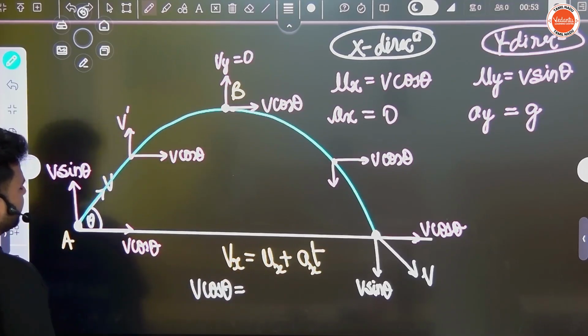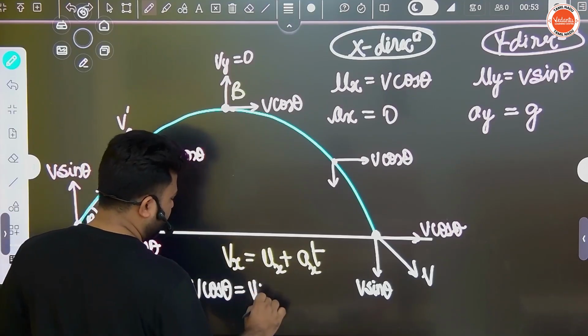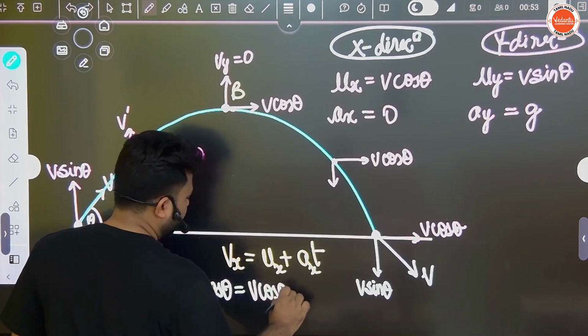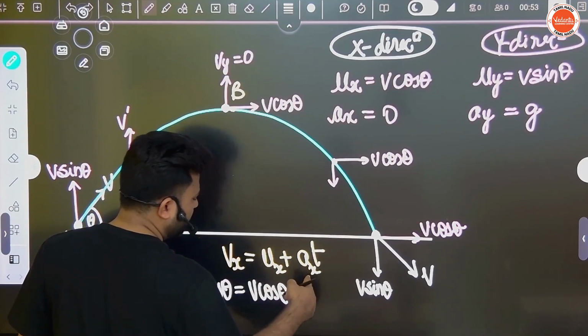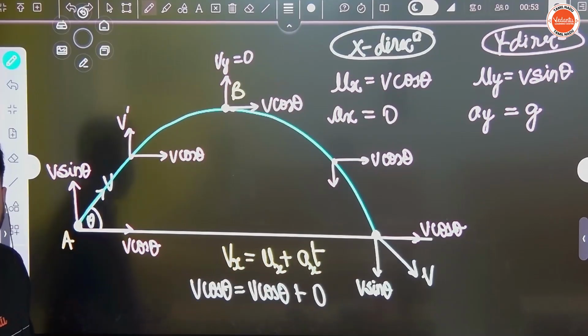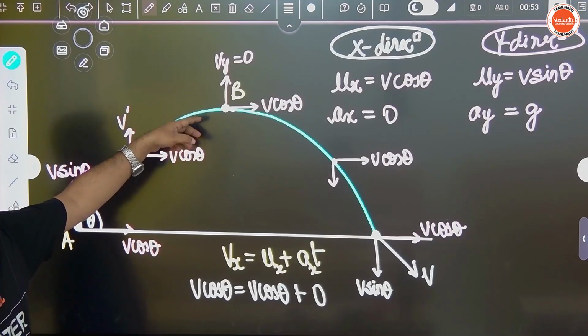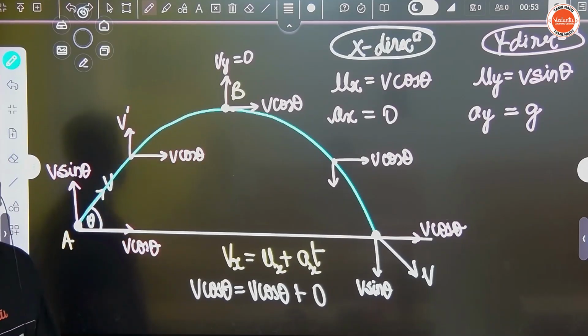Initial velocity in x direction, v cos theta. See what is going to happen, v cos theta. Acceleration in x direction is 0. So this will be 0, so v cos theta equals v cos theta. You are getting nothing. They ask the time it takes to move to the maximum height.